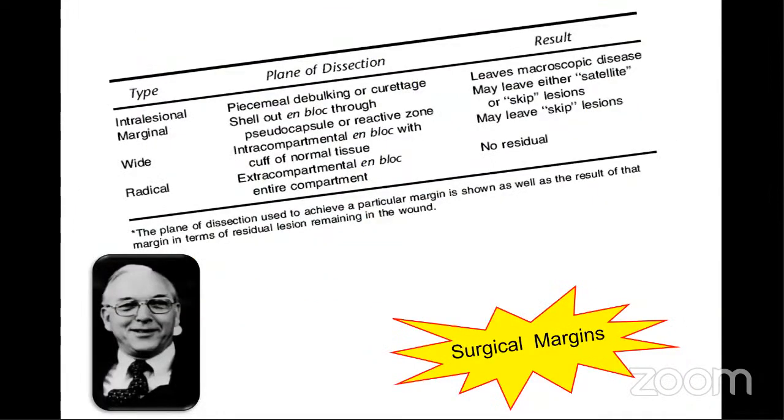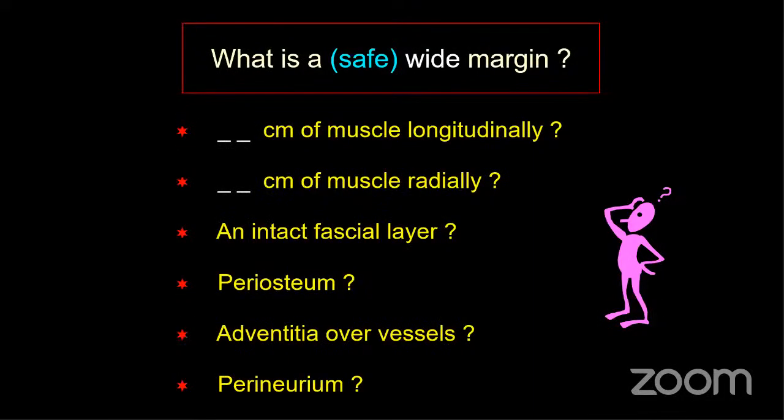Now, when Enneking described the conventional margins, he spoke of intralesional, marginal, wide, and radical, which is well known to all of us. But when you talk of a safe or a wide margin, what do you actually mean? How many centimeters of muscle, longitudinally or radially? Is an intact fascial layer adequate? When you're near bone, is just periosteum going to be adequate? And especially when you're encountering vessels and nerves that are partially encased or very close, what would you do to try and save function?